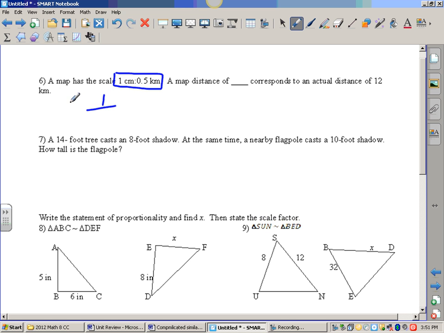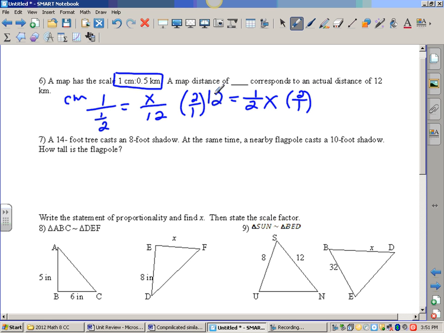So again, your fact is 1 centimeter is to 0.5. I'm going to convert 0.5 into a half. I would much rather work with fractions, but it's up to you. 12 kilometers. We don't know the centimeters, so whenever we don't know something in math, that's our variable, and our 12 is on the bottom. When you cross multiply, you get 12 equals 1/2 x. Whenever you have a fractional coefficient, you're just going to multiply by the reciprocal.